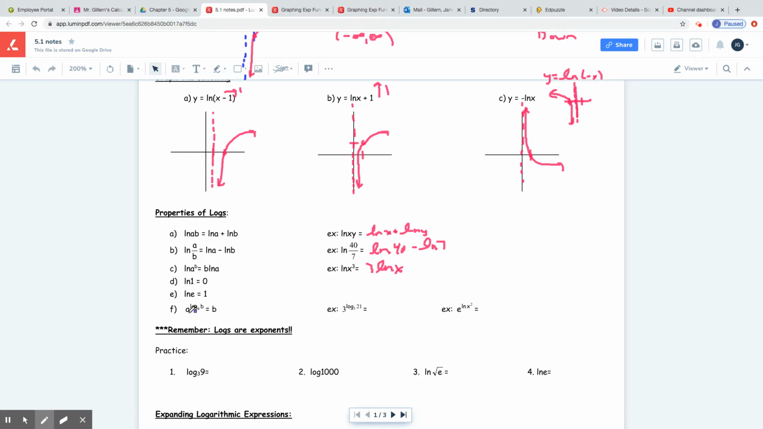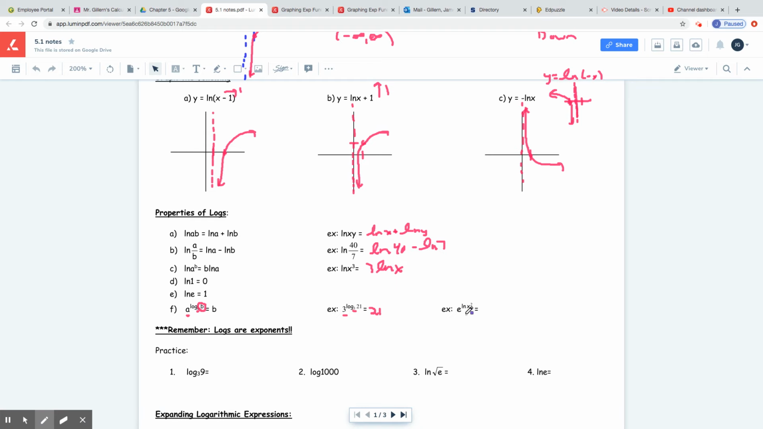All right, a raised to the log base a of b. Now notice how this base here is the same as that base here. If that's ever the case, and you raise to a log of that, it's always this answer. That's why the answer is b. So for this problem, it's 3 raised to the log base 3 of 21. These are the same, 3 and 3, so the answer is just 21.